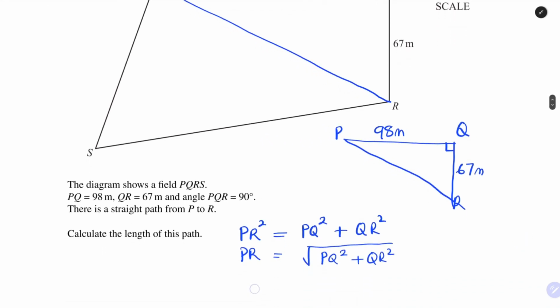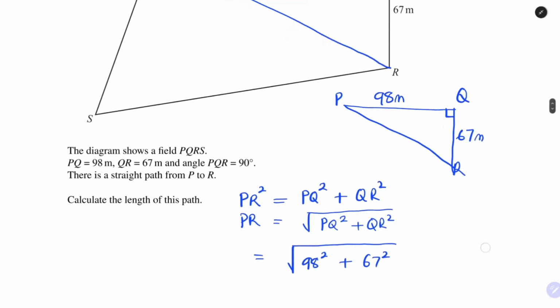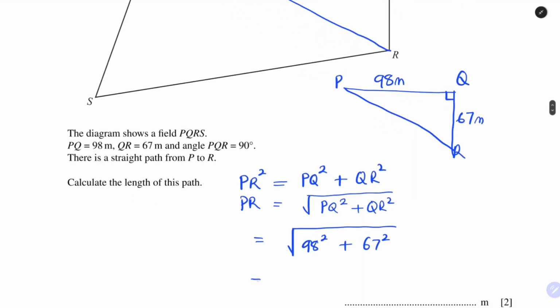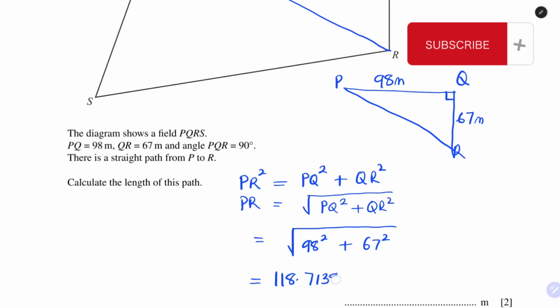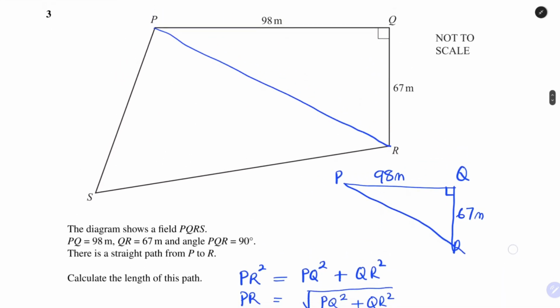Plugging in our values, we have the square root of 98 square plus 67 square. As I advised earlier, just plug in both values into your calculator directly and evaluate. If you do this properly, you're going to have 118.7139. To three significant figures, it's going to be 119 meters. So that will be the length of the path PR.